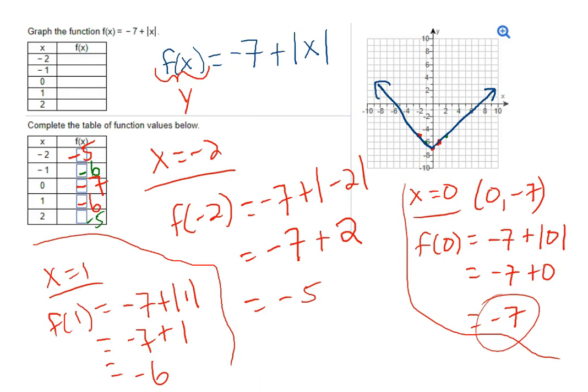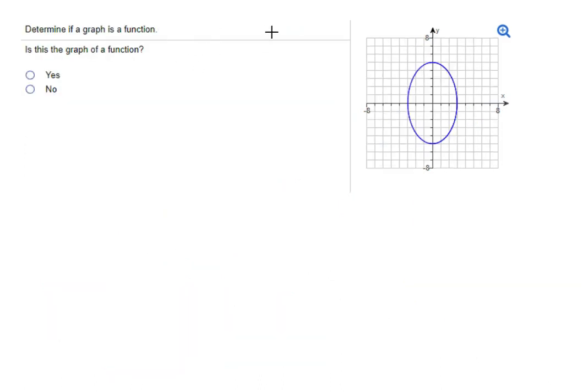All right, let's take a look at the next problem. Determine if this graph is a function. This will be one of the easiest problems on the test. It's a yes or no question for one thing. But to determine if a graph is a function, you want to use what's called the vertical line test. And it's one of the easiest things you'll do in this class. So what you do is you just draw imaginary vertical lines through the graph to see how many times the vertical line will cross the graph.